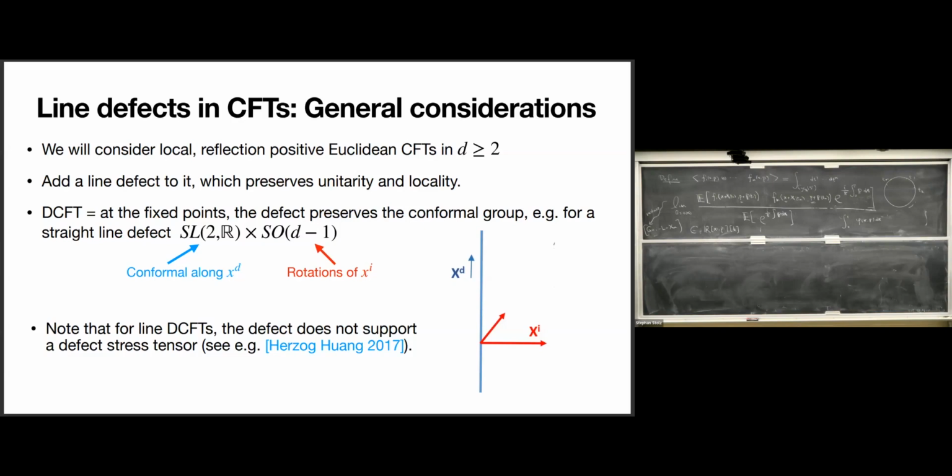Now, this part is in fact not entirely necessary. This condition can be relaxed, but this is the crucial part, namely the conformal group on the line.